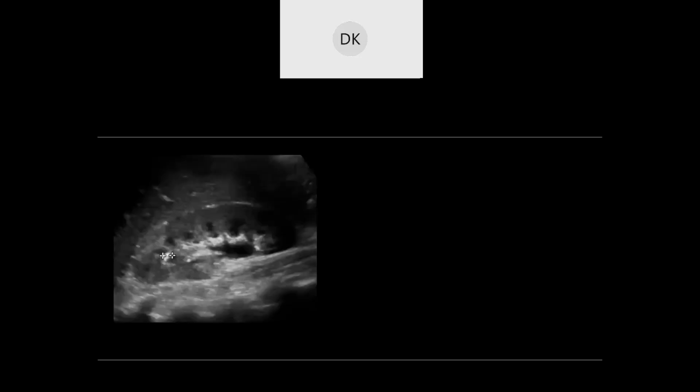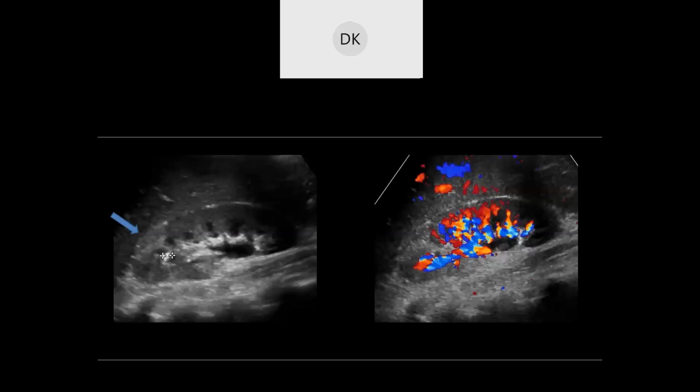So here we have a sagittal view of the right kidney, and you can ignore that renal stone that's nicely isolated for measurement there. And notice how there's this wedge-shaped area of increased echogenicity in the upper pole. And then when we add color Doppler, you can see that that area is also hypoperfused. So this is a classic appearance for pyelonephritis.